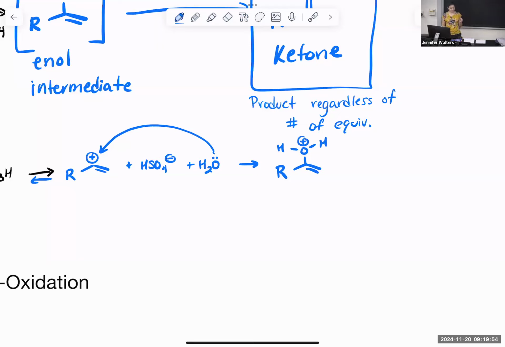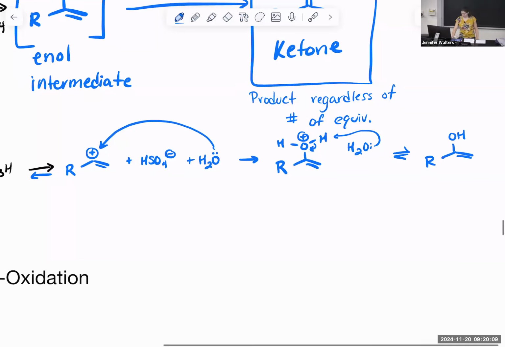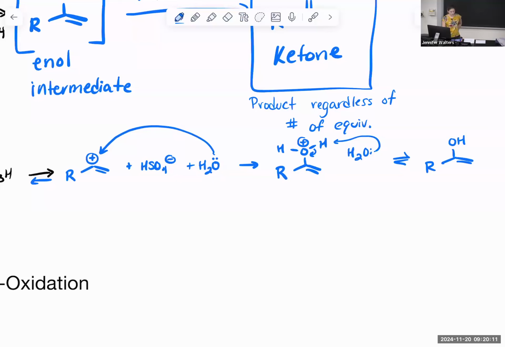I get that positively charged oxonium ion. So I just need to do acid base in order to get it neutral. So water is going to deprotonate, and we get our enol. So that enol is going to then attack that acid.